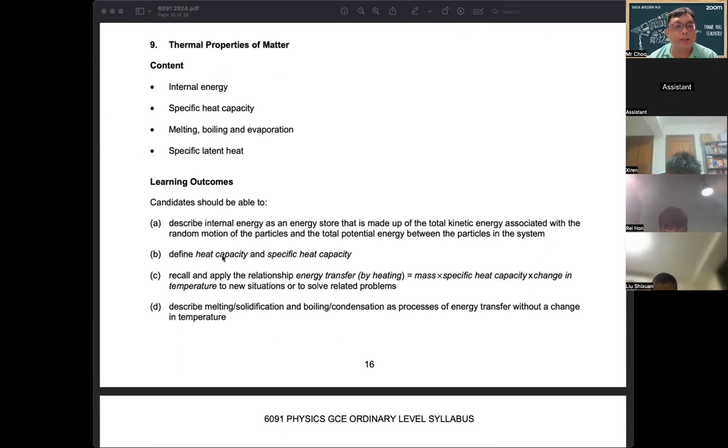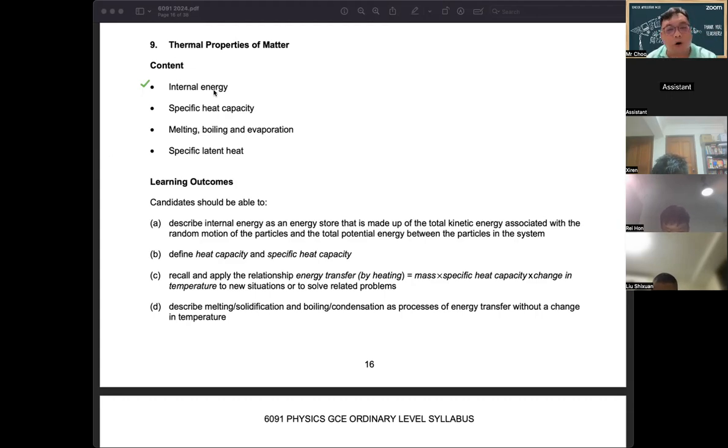So what exactly is the thermal properties of matter? Let me just briefly go through the subtopics. We need to know about internal energy. We have talked about this previously already. However, let me just repeat myself again.